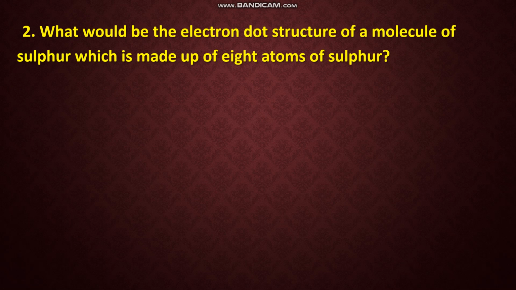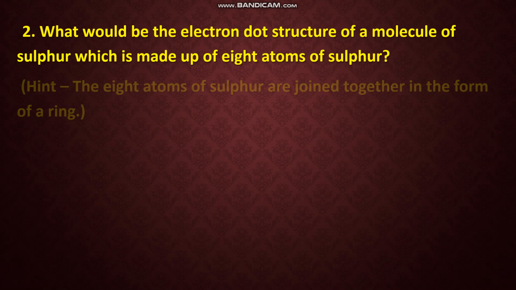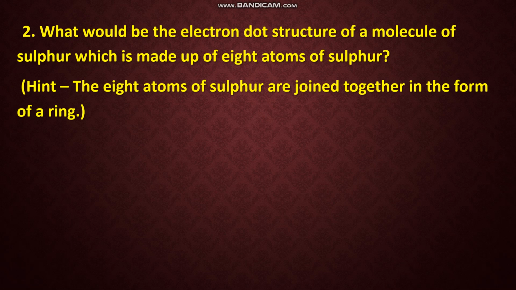Next, what would be the electron dot structure of a molecule of sulfur, which is made up of 8 atoms of sulfur? One hint is given here. The 8 atoms of sulfur are joined together in the form of a ring. So in the question it was already given, one molecule of sulfur means there are 8 atoms. Its formula is S8, the sulfur molecule's formula. These are joined together in the form of a ring, also given.